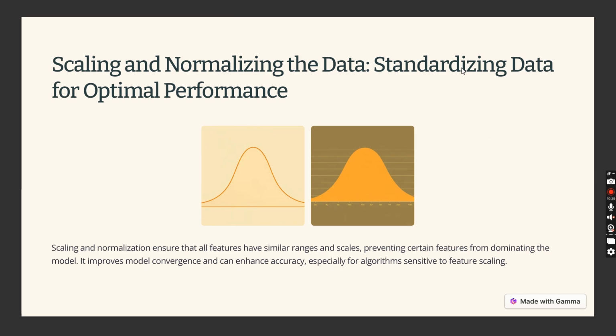So scaling and normalizing the data, standardizing data for optimal performance. Scaling and normalization ensure that all features have similar ranges and scales, preventing certain features from dominating the model. It improves model convergence and can enhance accuracy, especially for algorithms sensitive to feature scaling.